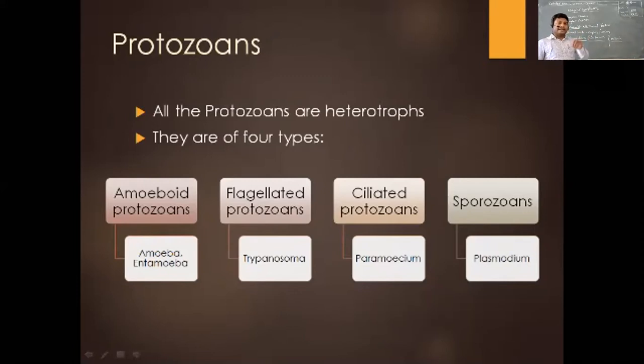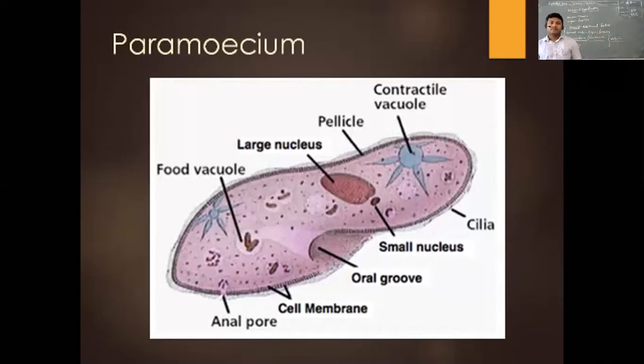So here, as we are saying, they are going to be heterotrophic in nature. They do not have chlorophyll pigments, and they are of these four different types. So that is what you have to understand when we talk about the protozoans.